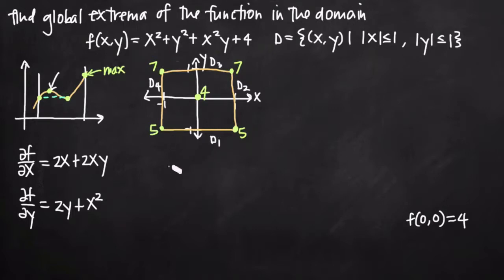So let's start here with d sub 1. What I want to do is realize that all along d sub 1 here, the value of y is going to be negative 1, right? This is essentially the line y equals negative 1. So the way that I can find an equation that represents this line segment is by replacing y in my original function with negative 1.